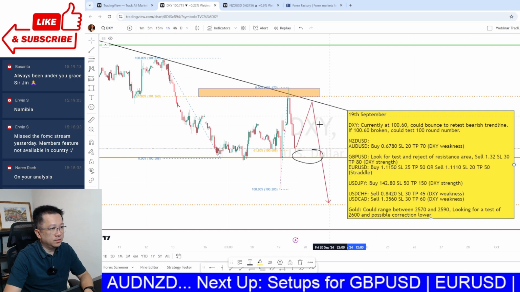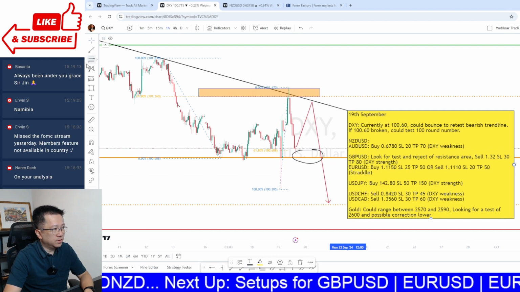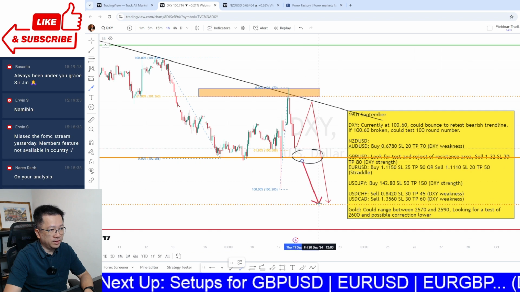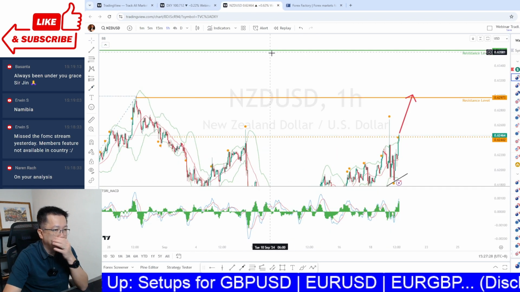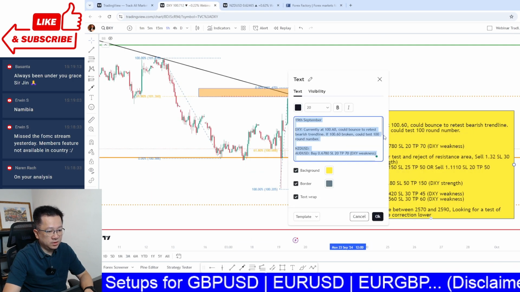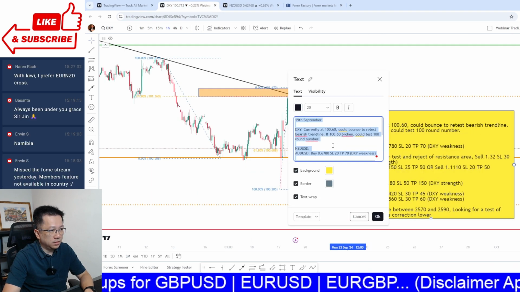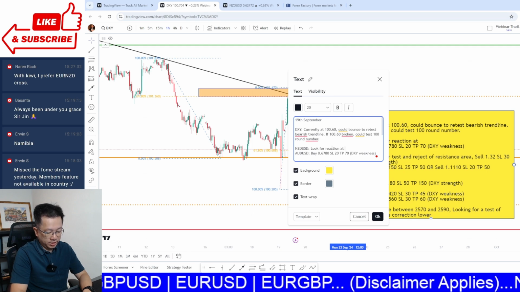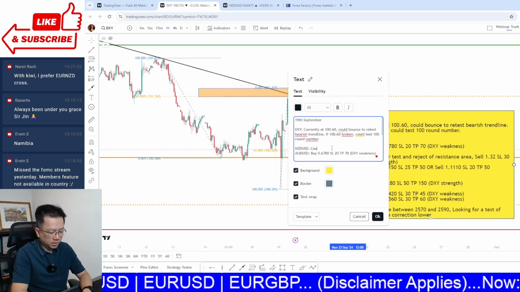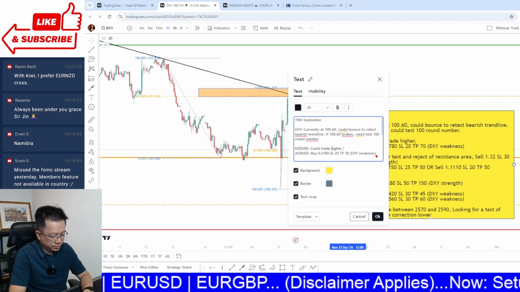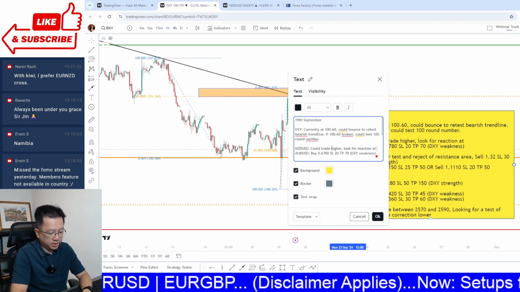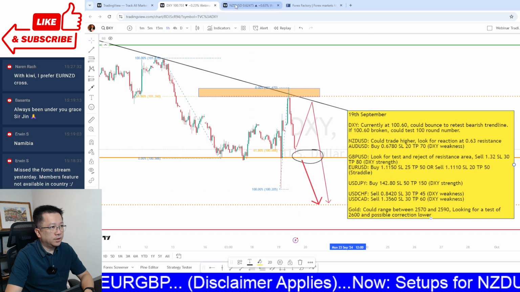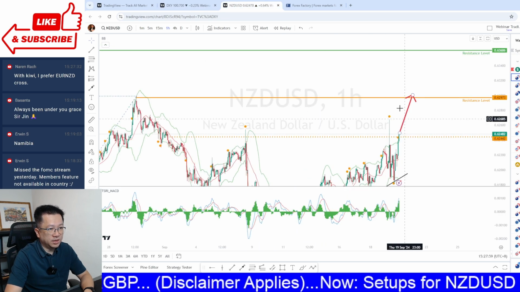So Kiwi, I would say, hang on, let me just think again. Right, it could do that. So if it's sitting there and it doesn't push up, then we're also looking for it to break and push down. So yeah, that makes sense. So now Kiwi, I'm going to look for a reaction at, well, it could trade higher. Not going to do anything. I'm going to look for a reaction at 0.63 resistance.